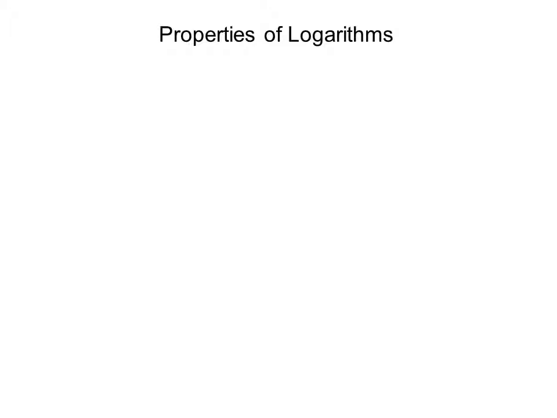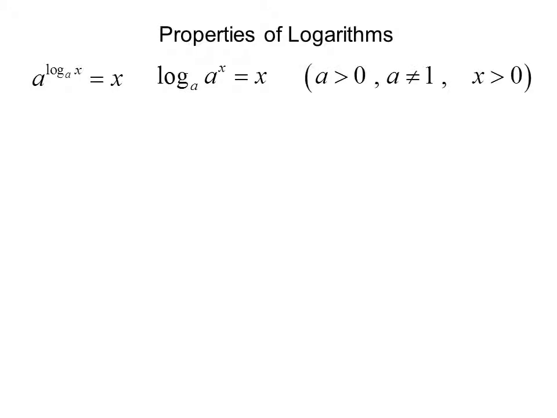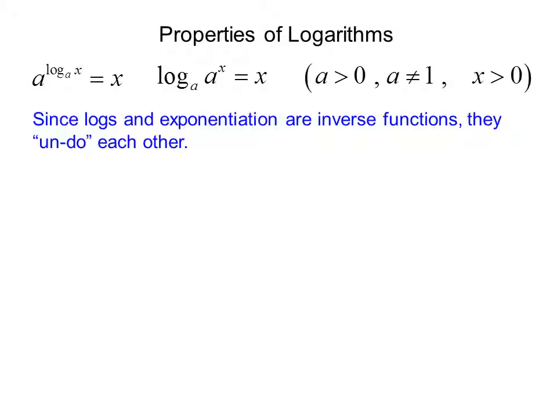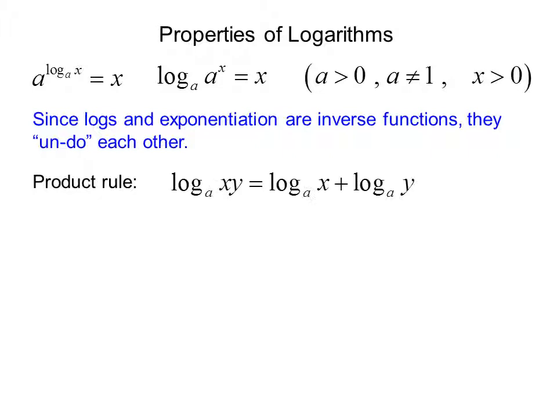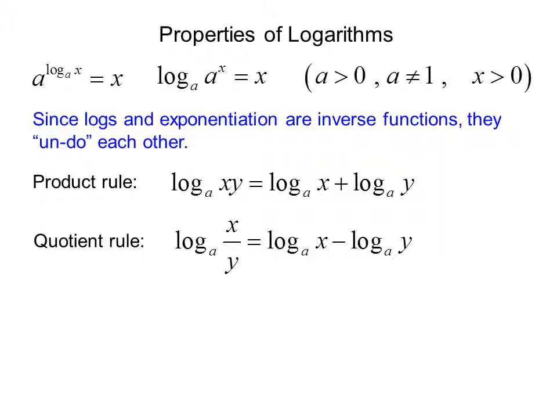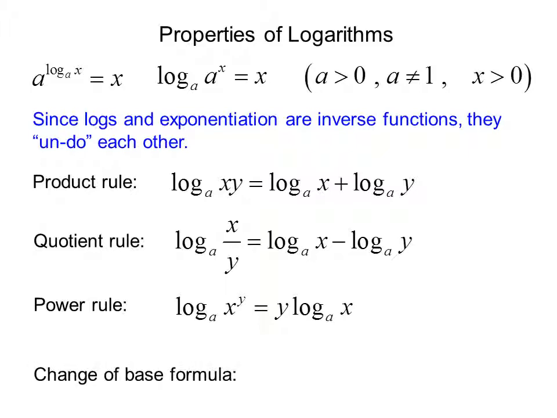Here are some properties of logarithms. a to the log base a of x equals x. Log base a of a to the x equals x, where a is greater than 0, a is not equal to 1, and x is greater than 0. Since logs and exponentiation are inverse functions, they undo each other. The product rule, log a of xy equals log a x plus log a y. The quotient rule, log a of x over y equals log a x minus log a y. And the power rule, log a of x to the y equals y log a x. And the change of base formula, log a x equals ln x over ln a.